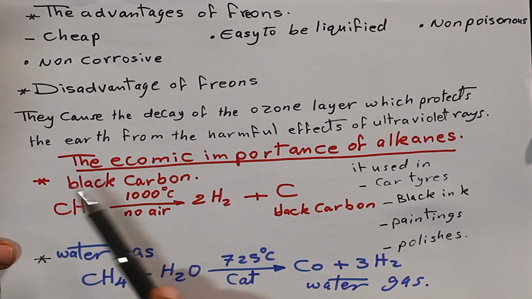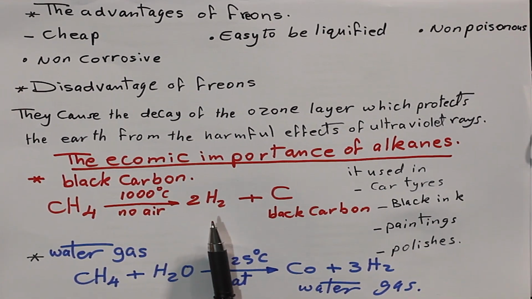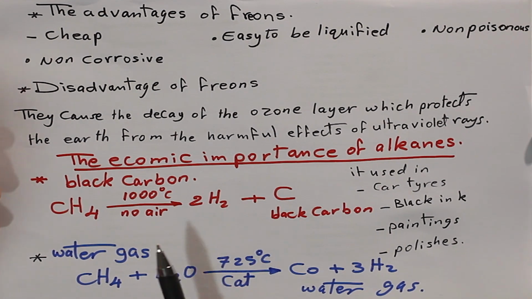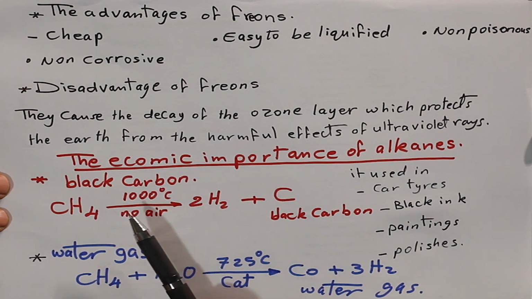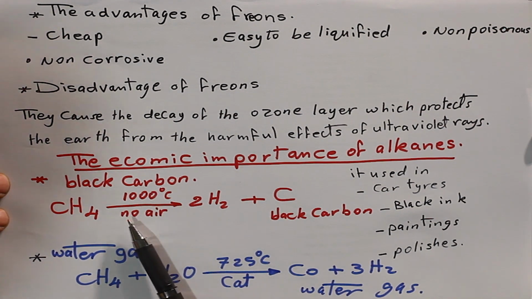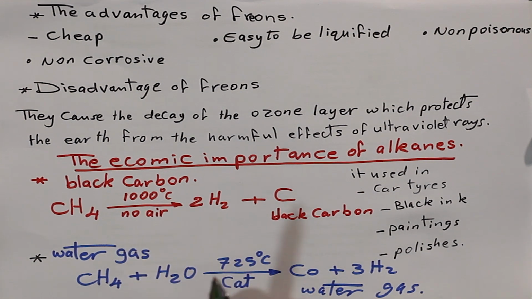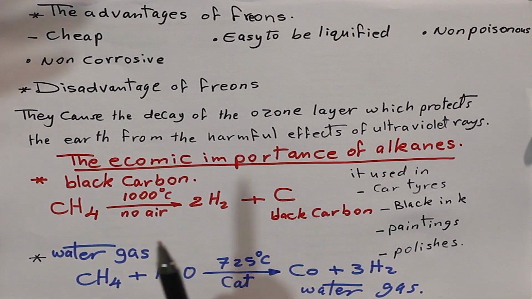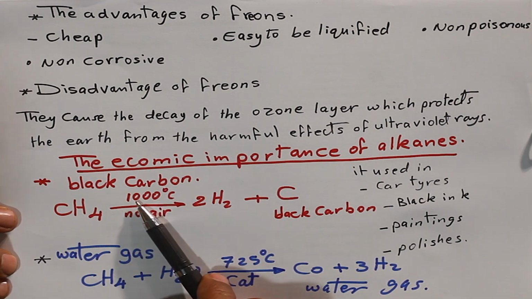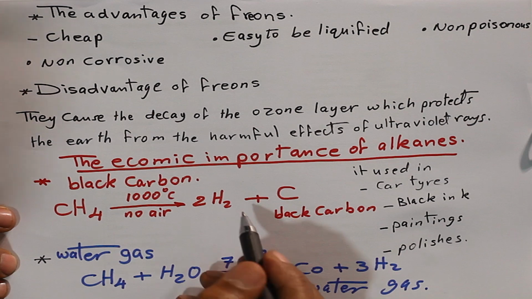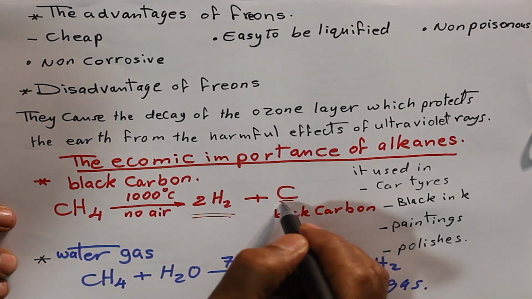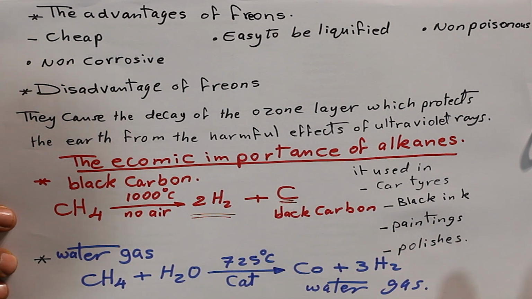The economic importance of alkanes. Number one, we can get black carbon. Note this equation carefully. Methane, when we heat it at 1000 degrees with no air, because in air it will produce carbon dioxide and water vapor, but with no air, at 1000 degrees, it will break bonds and produce 2H2 and C. C is called divided carbon. It is used in car tires, black ink, paints, and polishes.